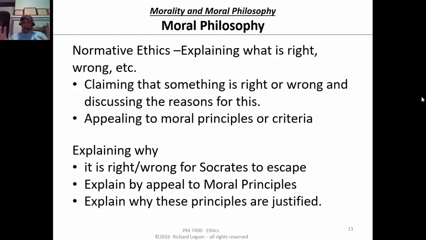And finally, the important thing is that these studies, the theories that come out of this, are supposed to explain why these principles of morality are justified, or why these are the correct principles of morality.